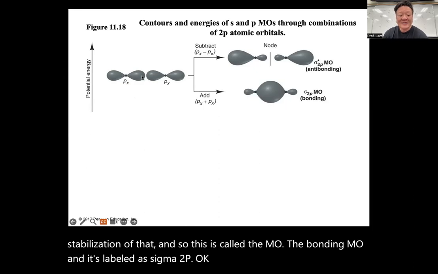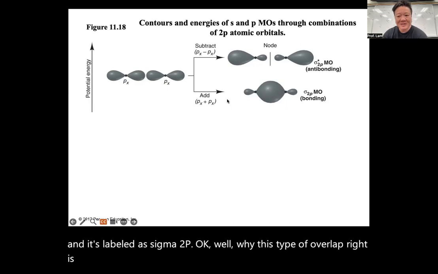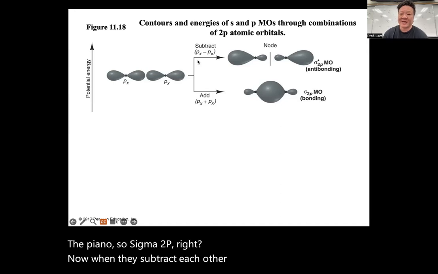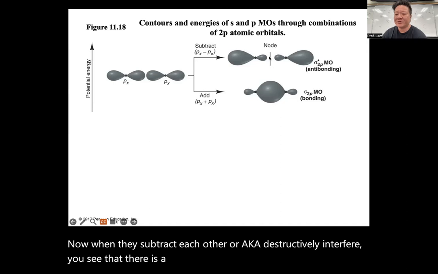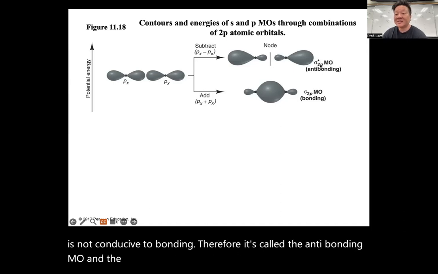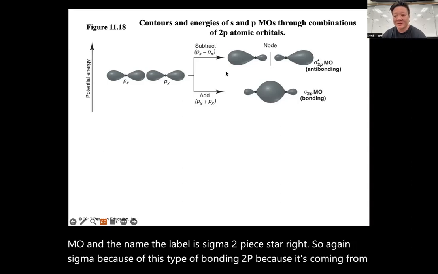Well, why? This type of overlap is sigma. And what orbital is it coming from? The p orbital, so sigma 2p. Now, when they subtract each other, or destructively interfere, you see that there is a node in between the two nuclei. So this is not conducive to bonding, therefore it's called the anti-bonding MO. And the label is sigma 2p star. So again, sigma because of this type of bonding, 2p because it's coming from the 2p orbitals.